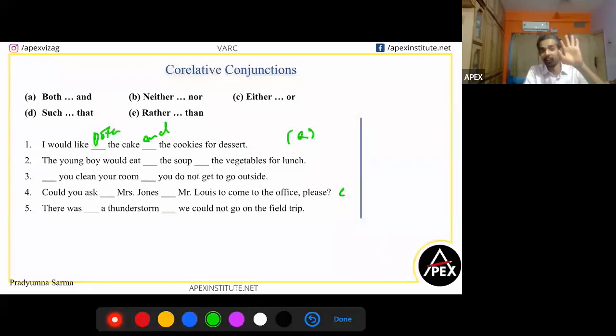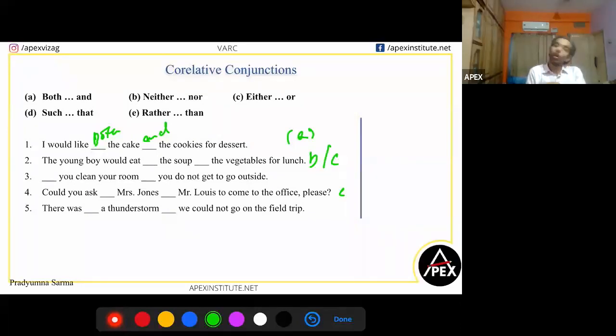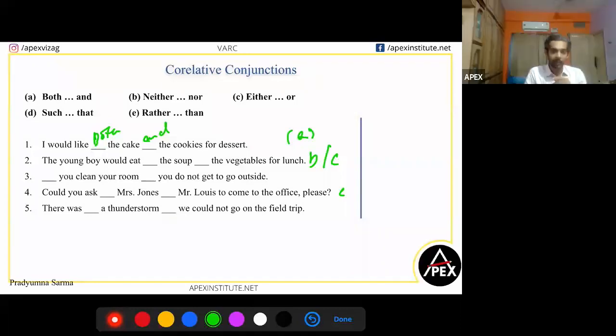But see, the thing is, we can either take B option or we can take C option. The boy would eat either the soup or the vegetables for lunch, or we could say the young boy would eat neither the soup nor the vegetables for lunch. Okay. Right, all right. Next, the fifth one. There was dash and a thunderstorm.